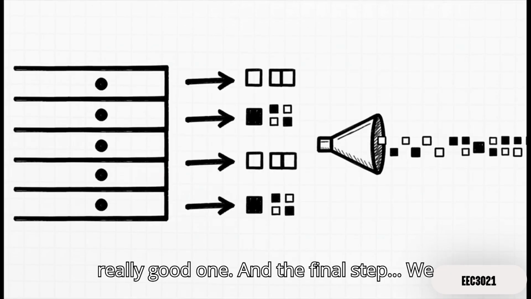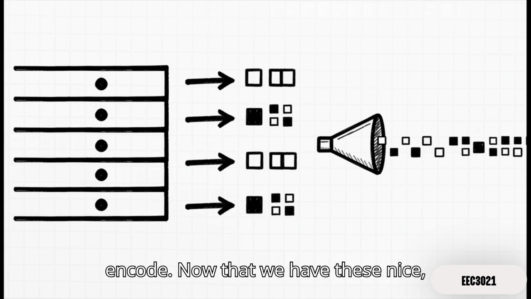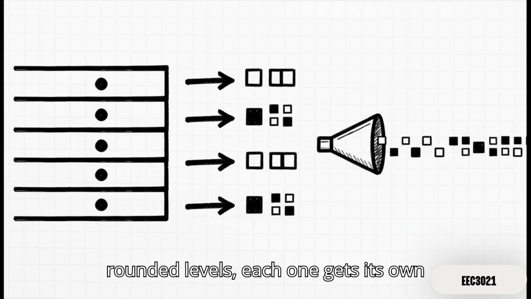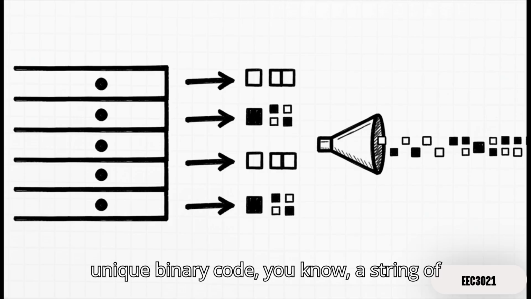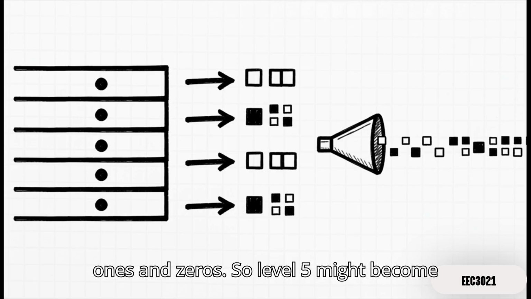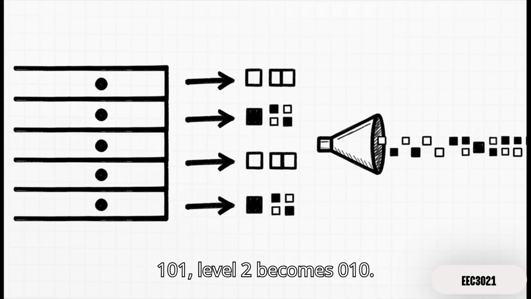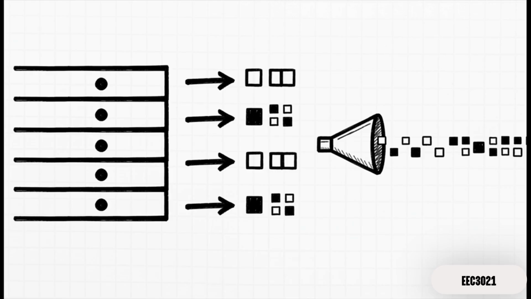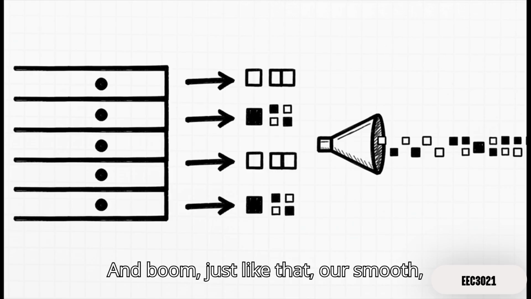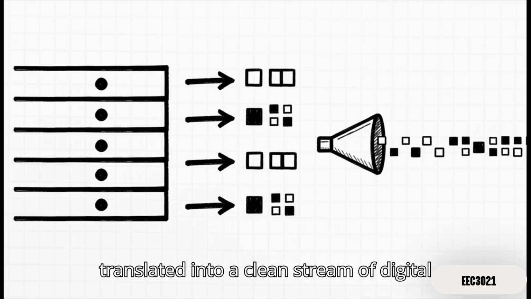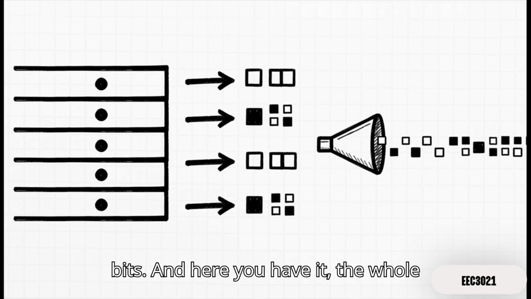And the final step, we encode. Now that we have these nice rounded levels, each one gets its own unique binary code, a string of ones and zeros. So level 5 might become 101, level 2 becomes 010, and boom. Just like that, our smooth flowing wave has been perfectly translated into a clean stream of digital bits.